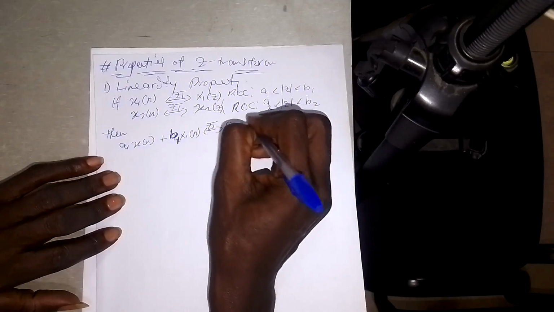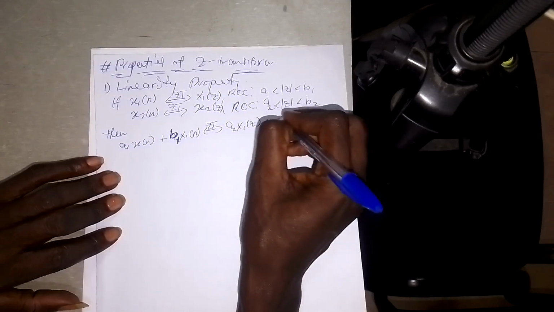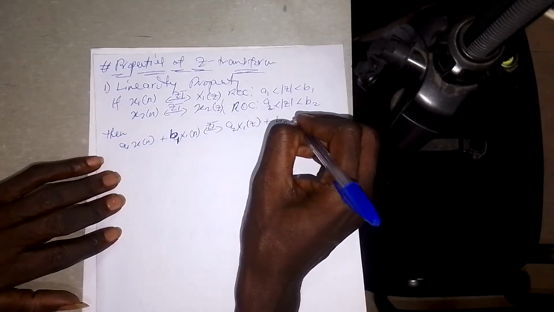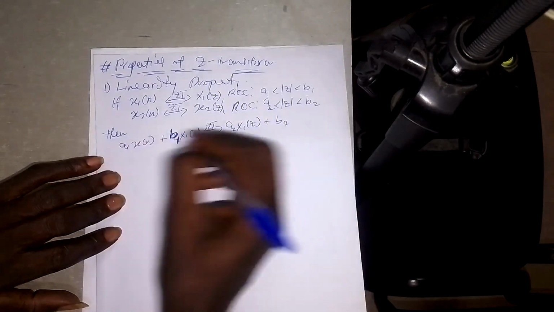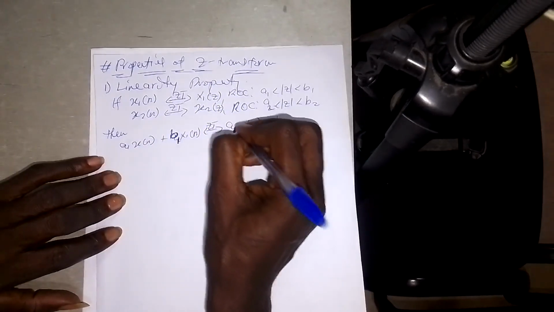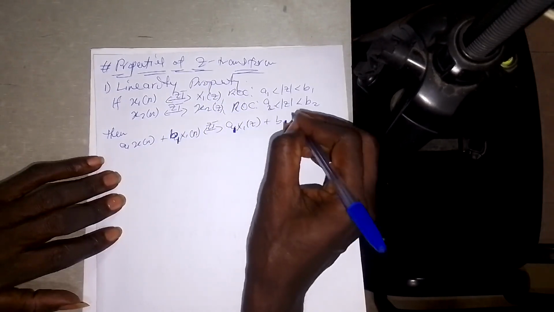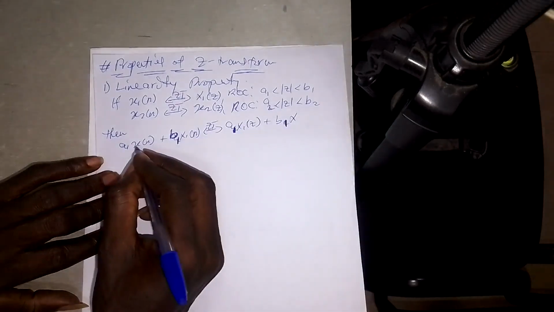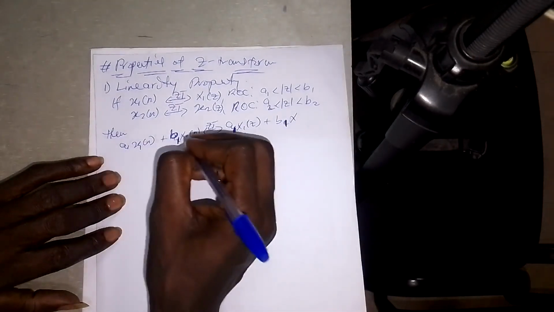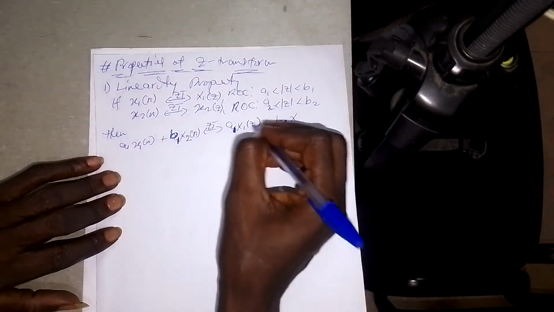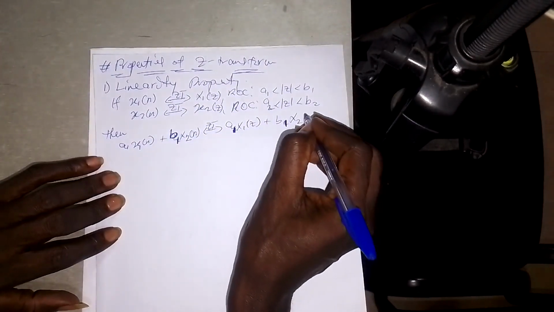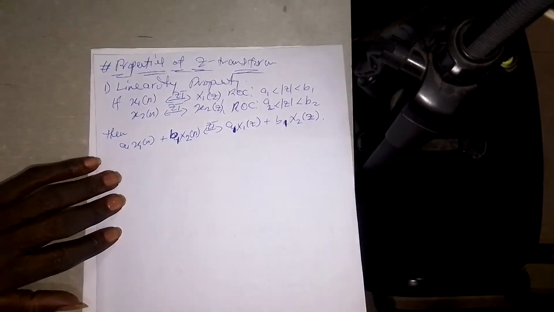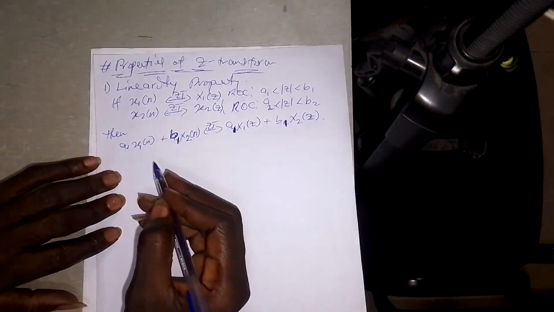A1 into X1 of Z plus B1 into X2 of Z. Because it's a constant, I think it's better to maintain the constant. Please note, here is x1 and here is x2, so here will be X2 of Z. Okay, and now let me prove this one.